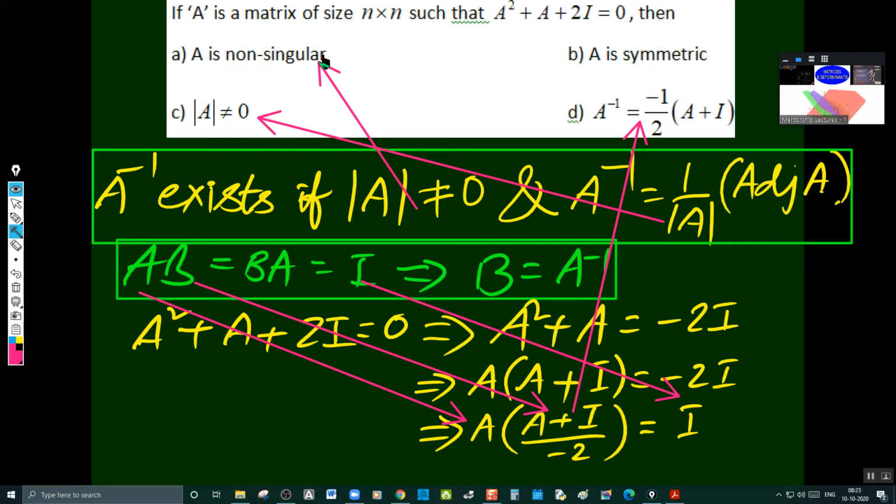Otherwise, I'll proceed to the next problem. No, sir. No doubts. Can you explain how you got to that D option from the last statement?